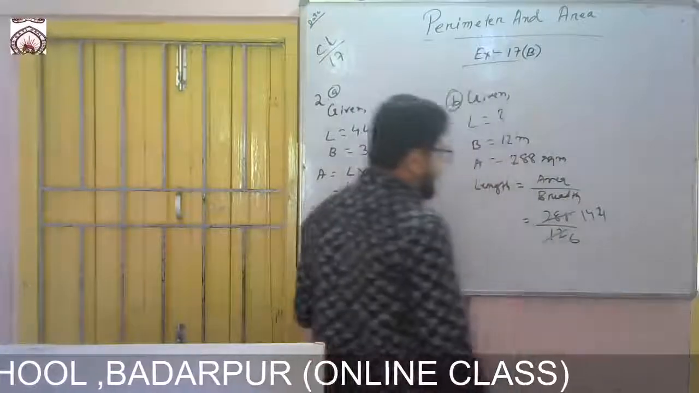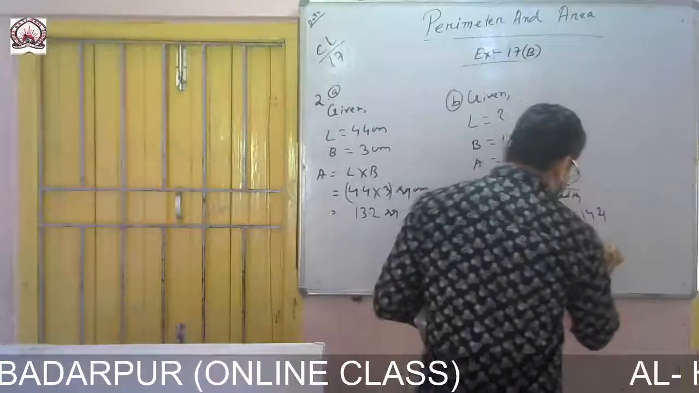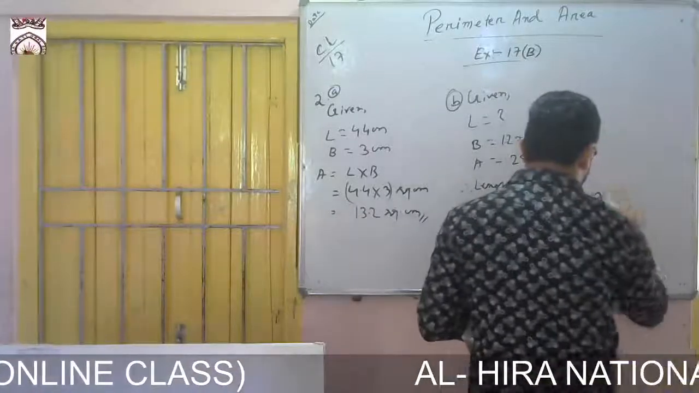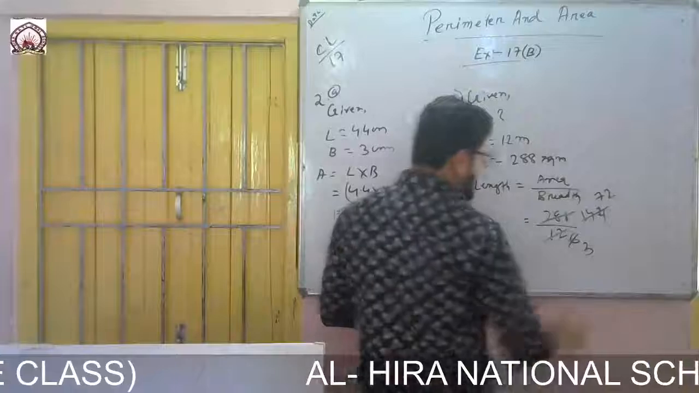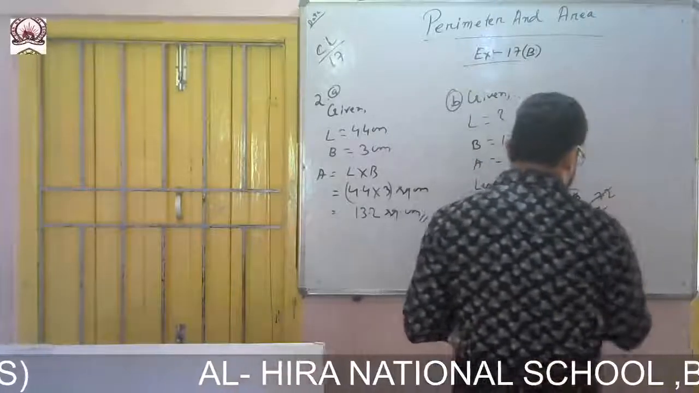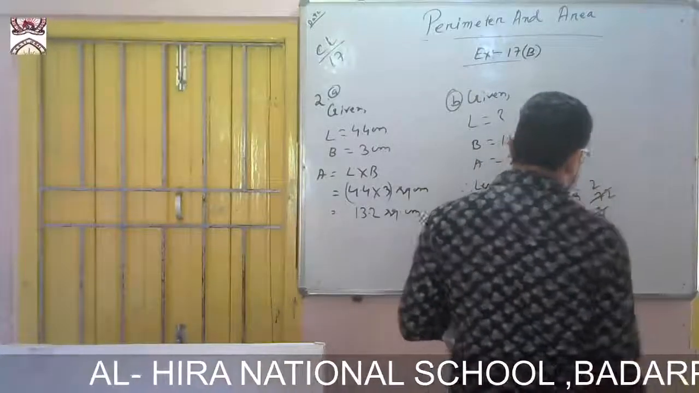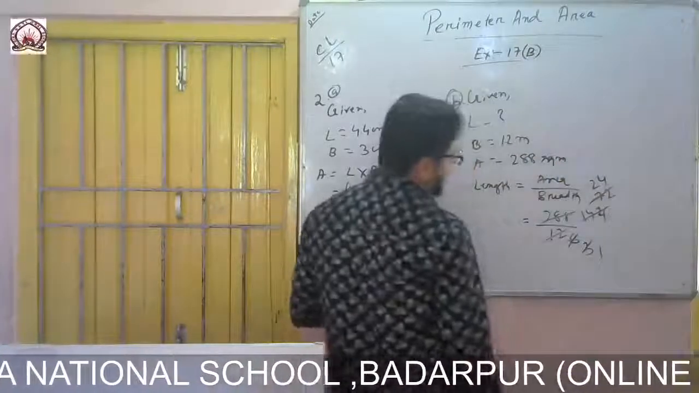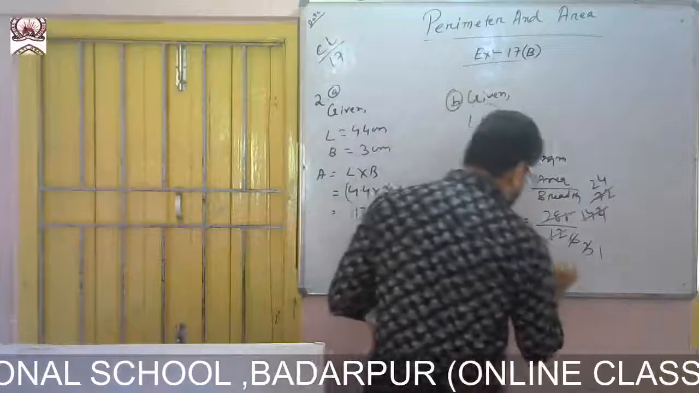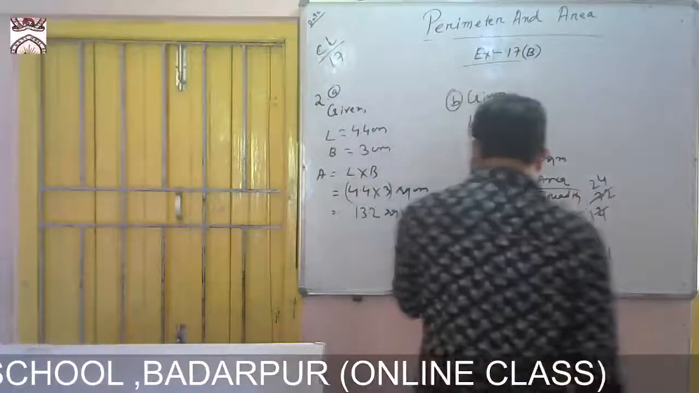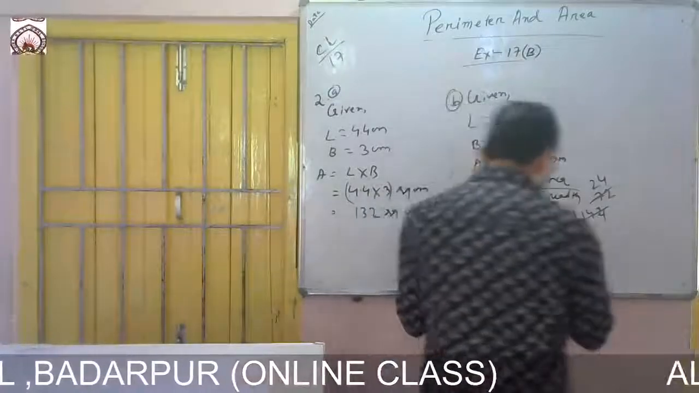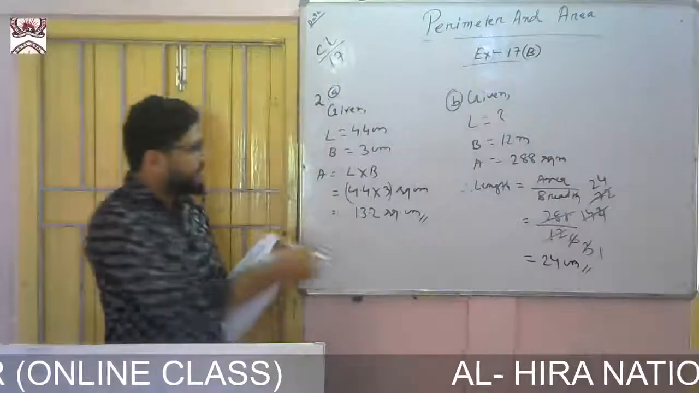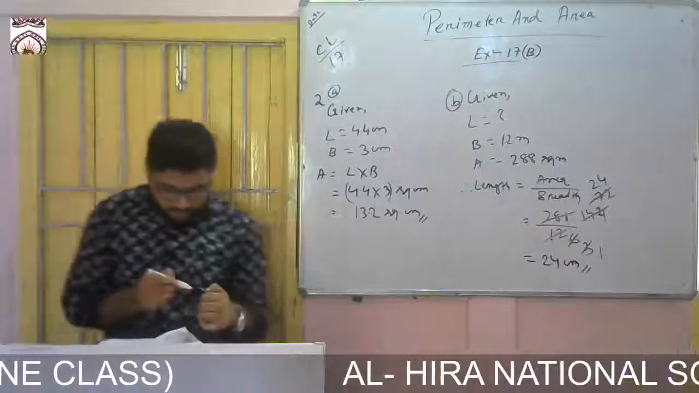2 1 jar 2, 4 2 jar 8. Now again 3 2 jar 6, then if I cancel with 2, then 7 2 jar 14, 2 2 jar 4. So this one I can cancel with 3. 3 2 jar 6, remain 1 4, then 3 4 jar 12. So it is 24 centimeter. Okay, 24 centimeter.